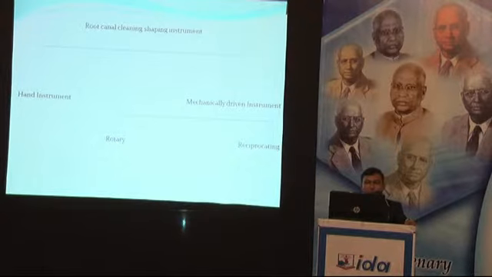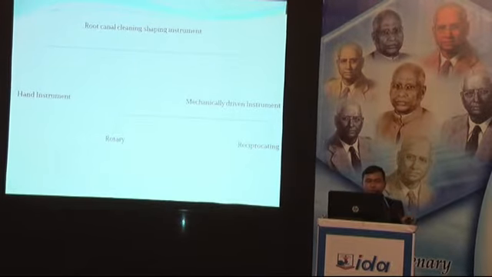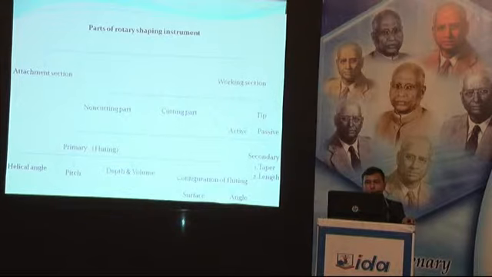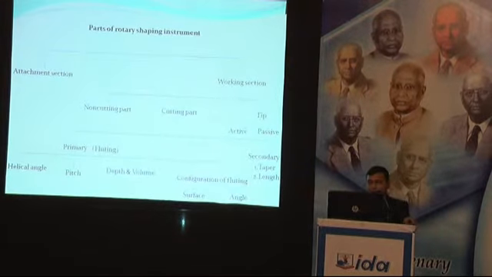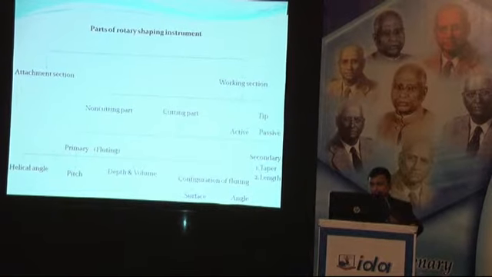The root canal shaping instruments can be divided into hand instruments and mechanically driven instruments. Mechanically driven instruments are further divided into rotary and reciprocating. The basic parts of the rotary shaping instrument are the attachment section and the working section. The working section is further divided into the non-cutting part, cutting part, and tip. The tip may be active or passive. The cutting part is further divided into primary and secondary. Secondary covers taper and length. Primary, or fluting, contains helical angle, pitch, depth and volume, and configuration of the fluting.